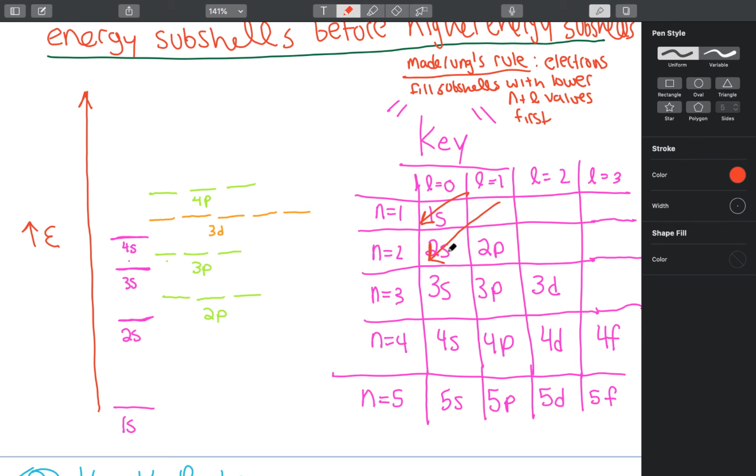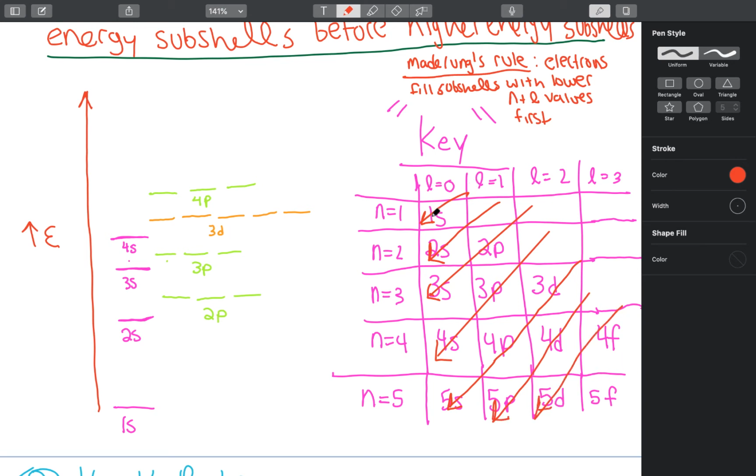So we put an arrow here. And then after you fill up the 2s subshell, you move on to the 2p subshell. And then after the 2p subshell is filled, you move on to the 3s subshell. So then after the 3s subshell is filled up, you start filling up the 3p subshell and then the 4s. And then after the 4s is filled, you fill the 3d, 4p, and then 5s. And you keep moving along this chart like so.